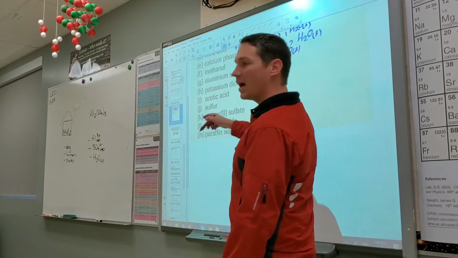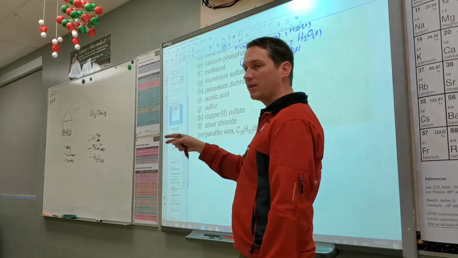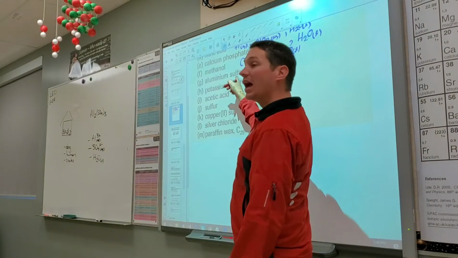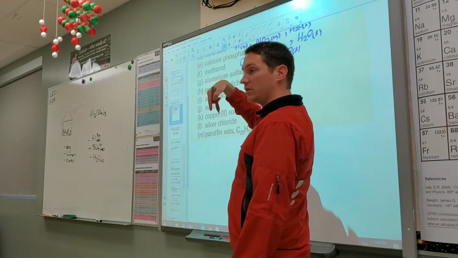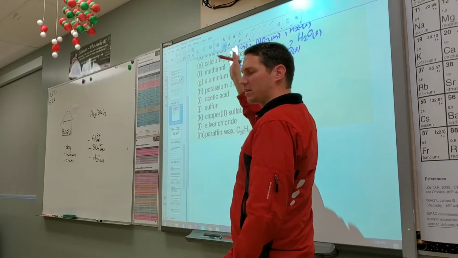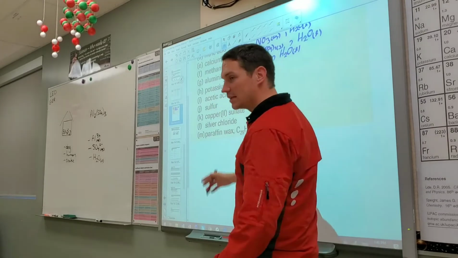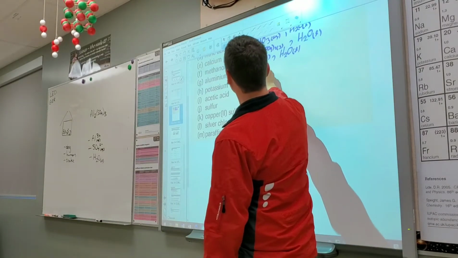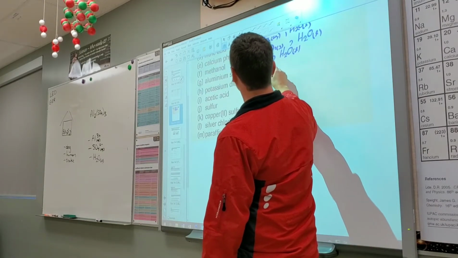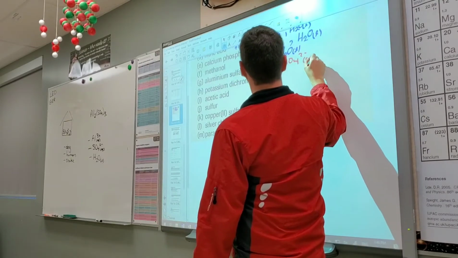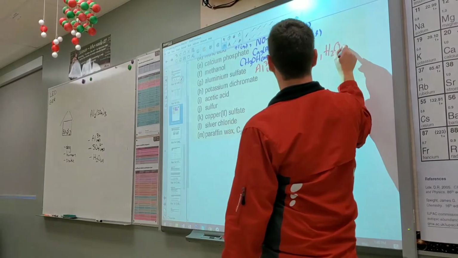Aluminium sulfate, is it ionic, molecular, or acidic? It's ionic. Is it high solubility or low solubility? You just check the table, right? It's high solubility. There you go. So we're going to have aluminum ions, we're going to have sulfate ions, and we're going to have water.